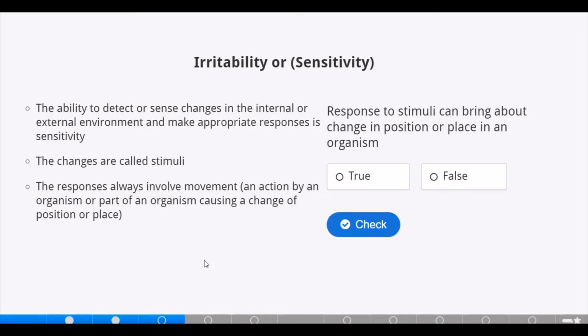Irritability or sensitivity, the ability to detect or sense changes in the internal or external environment and make appropriate responses, is sensitivity. The changes are stimuli. The responses always involve movement, an action by which an organism or part of an organism causes a change in position or place. A quick question. Response to stimuli can bring about change in position or place in an organism. True or false? True.